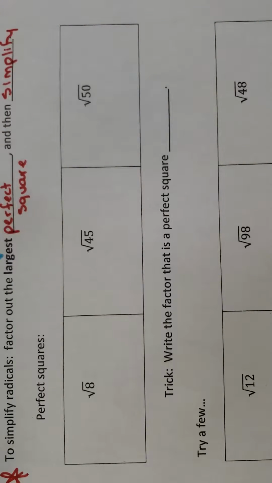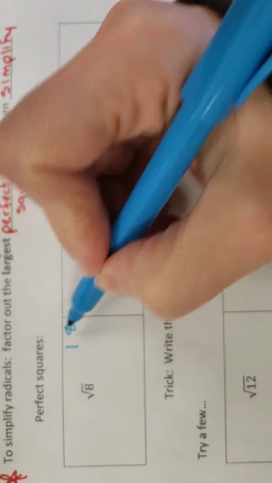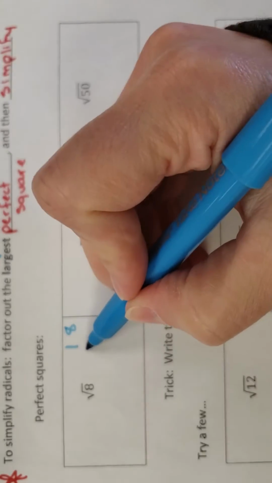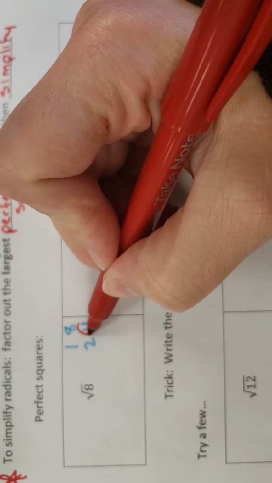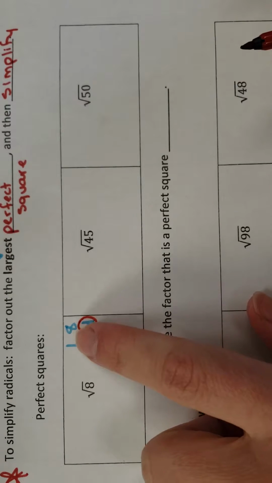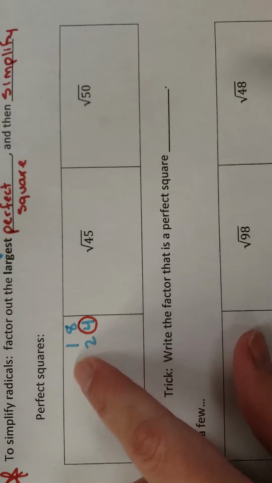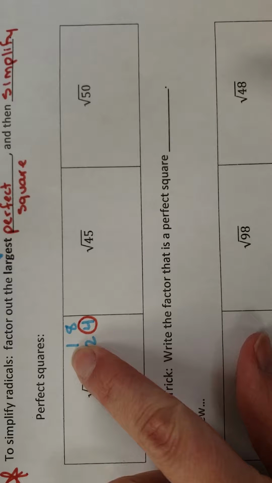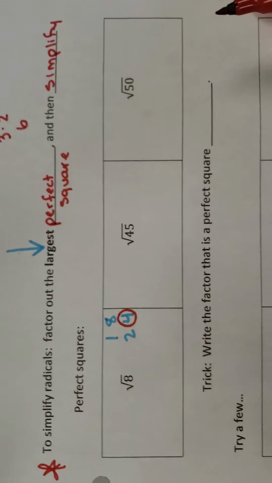So the number 8 has many factors. 1 and 8 go into 8, 2 and 4 go into 8. So all 4 of those are factors of 8. We're looking for the one that is a perfect square, which is 4. The square root of 4 is 2. The square root of 8 and 2 are decimals. They're irrational numbers. The square root of 1 is 1. This is a perfect square, but we want the largest one.